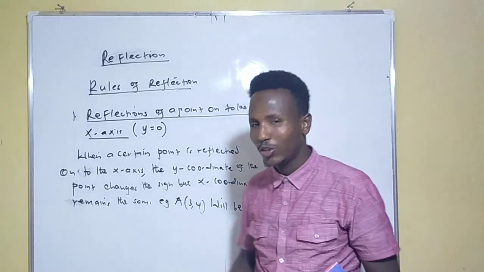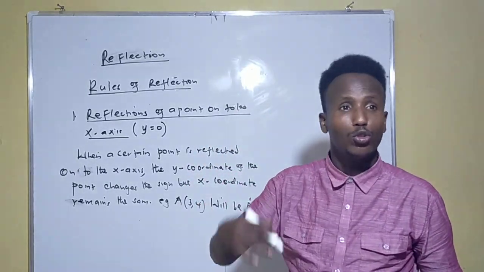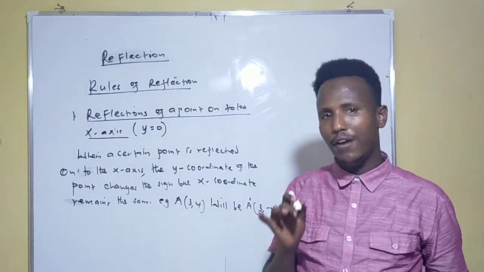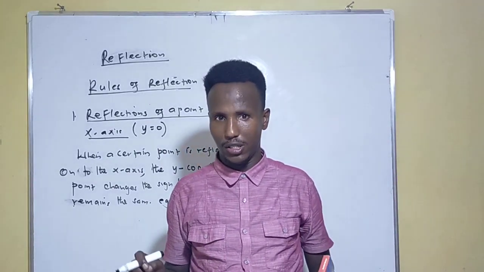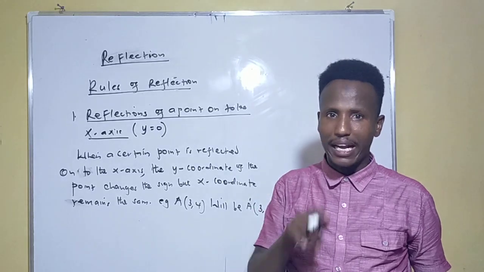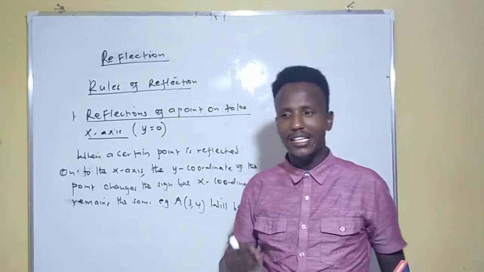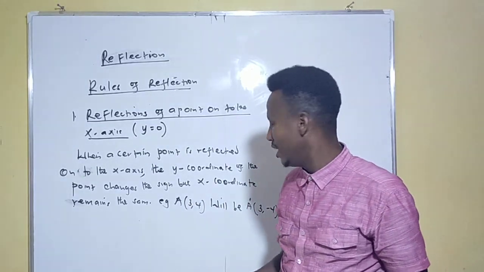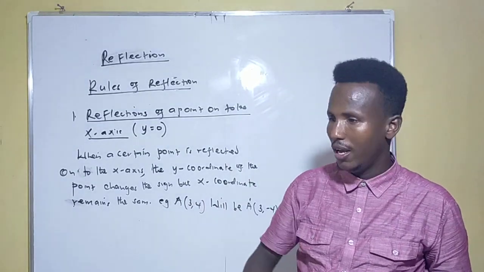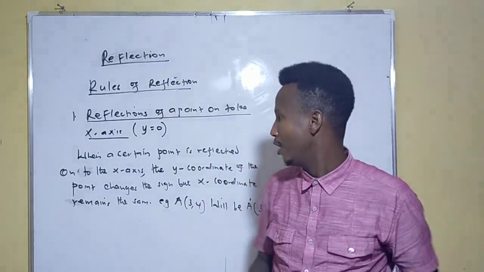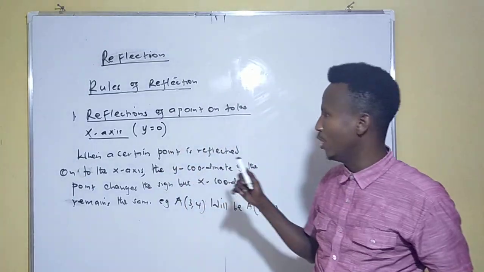So if you're told reflect point so and so onto the x-axis, remember in every point we have an x-coordinate and a y-coordinate. The first coordinate in the bracket is for x and the second coordinate is for y. So what's going to change the sign is the y-coordinate. Don't forget. If it's positive, it will become negative. And if it's negative, then it will become positive. So this is rule number 1.